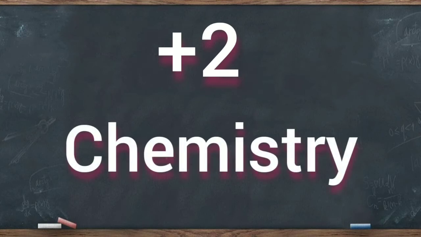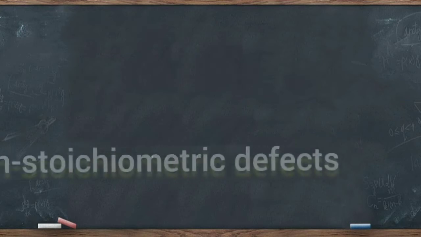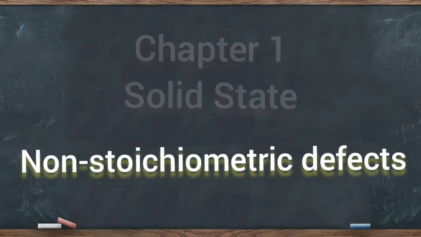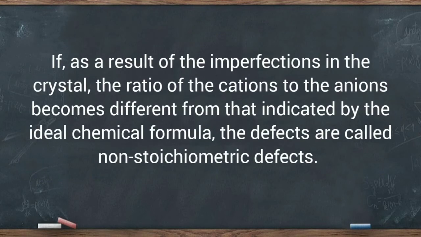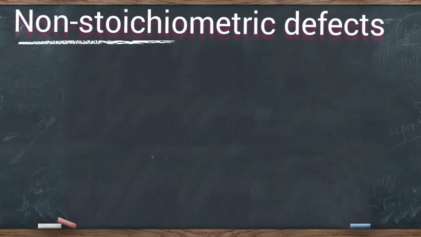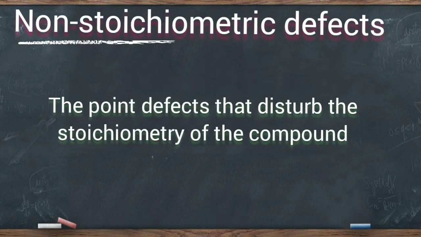Today in this video we are going to study about the non-stoichiometric defects from chapter 1, Solid State. If as a result of the imperfections in the crystal, the ratio of the cations to the anions becomes different from that indicated by the ideal chemical formula, the defects are called non-stoichiometric defects. So we can say that the non-stoichiometric defects are the point defects that disturb the stoichiometry of the compound.